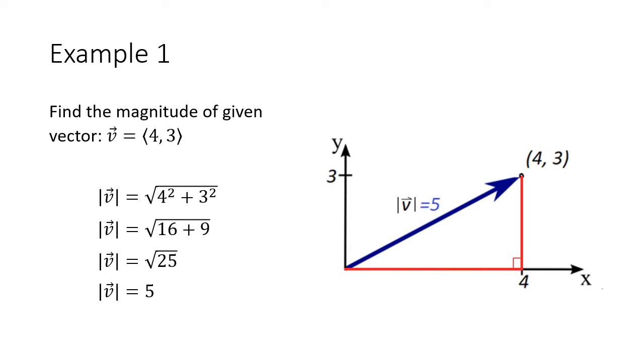And again, if we go back to the image, that should make a lot of sense, because what we really had here was a 3, 4, 5 right triangle, where one side of the triangle was 3, one was 4, and then obviously the hypotenuse, which is the magnitude of the vector in this case, is going to be 5.